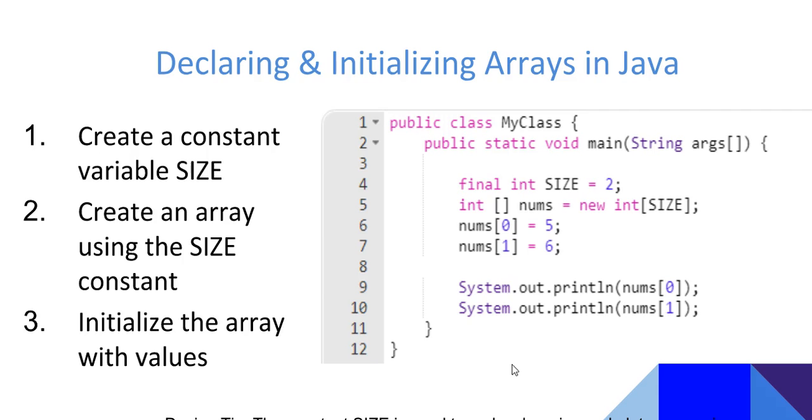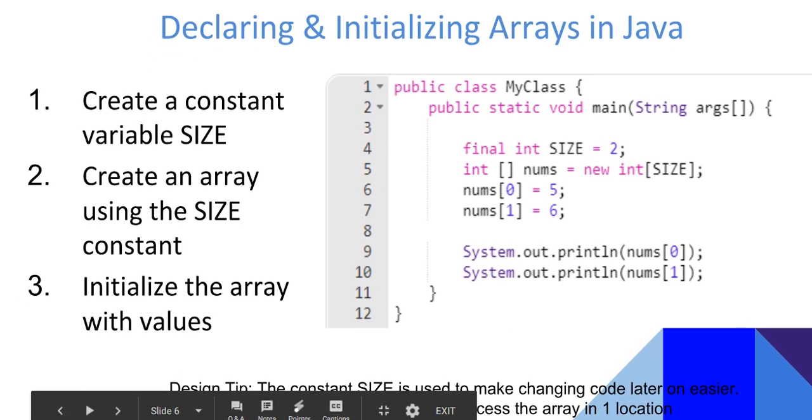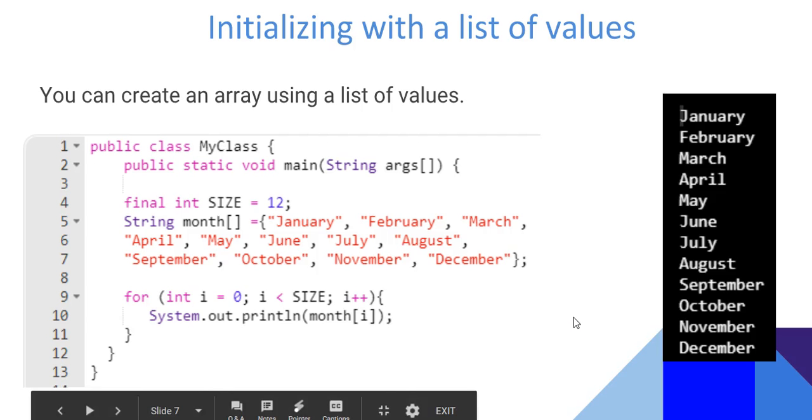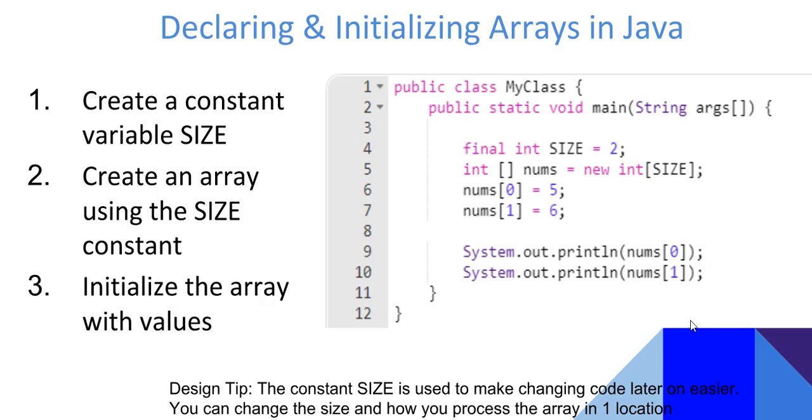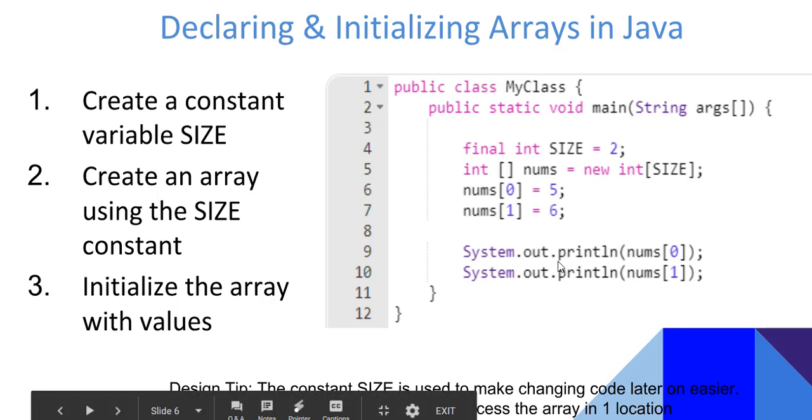Here's another example of declaring arrays. This one declares a constant size for the array, final int size. This is frequently done in order to make the code a little bit more user-friendly and easier to debug. If we take a look at the design tip at the bottom of the screen, it says that the constant size is used for making changing the code later on easier. You can change the size and how you process the array in one location. So if I had an array of 10 elements instead of 2, I just need to change the 2 to a 10, as an example.